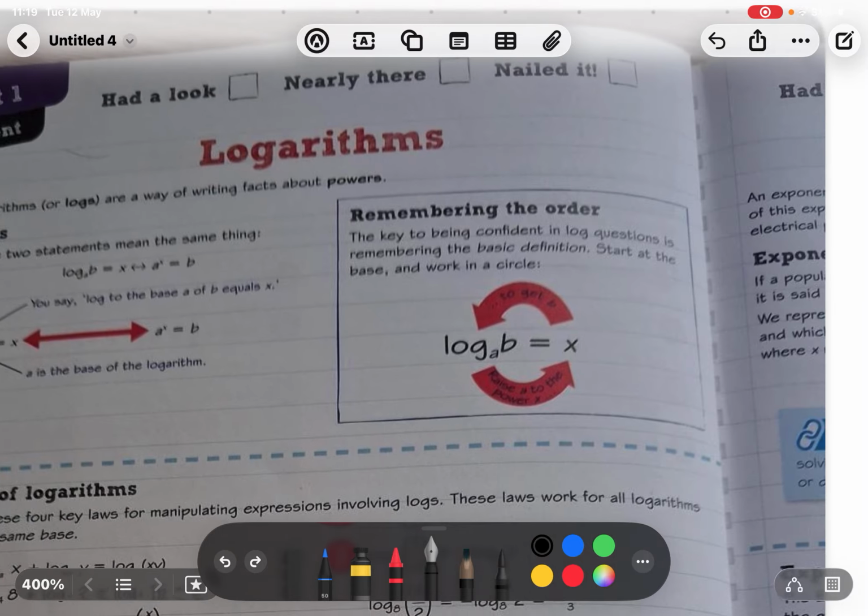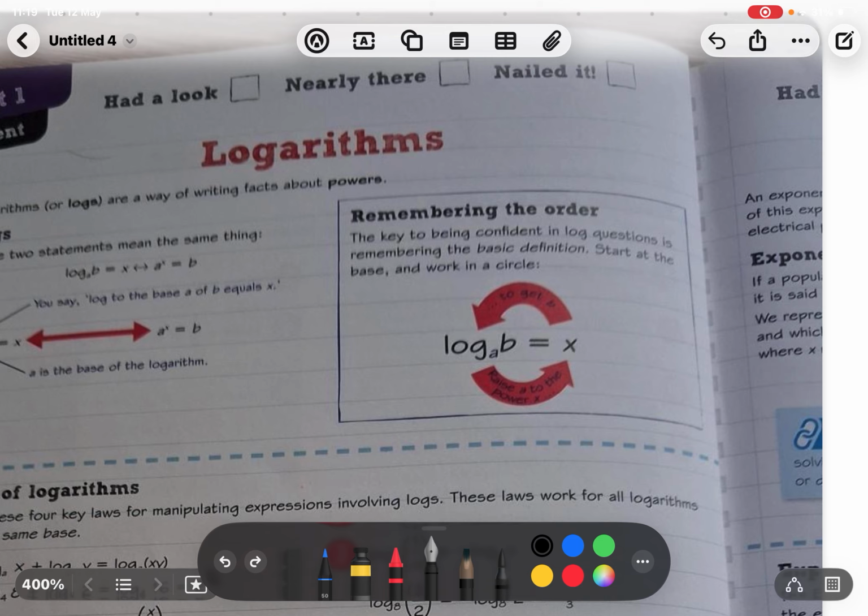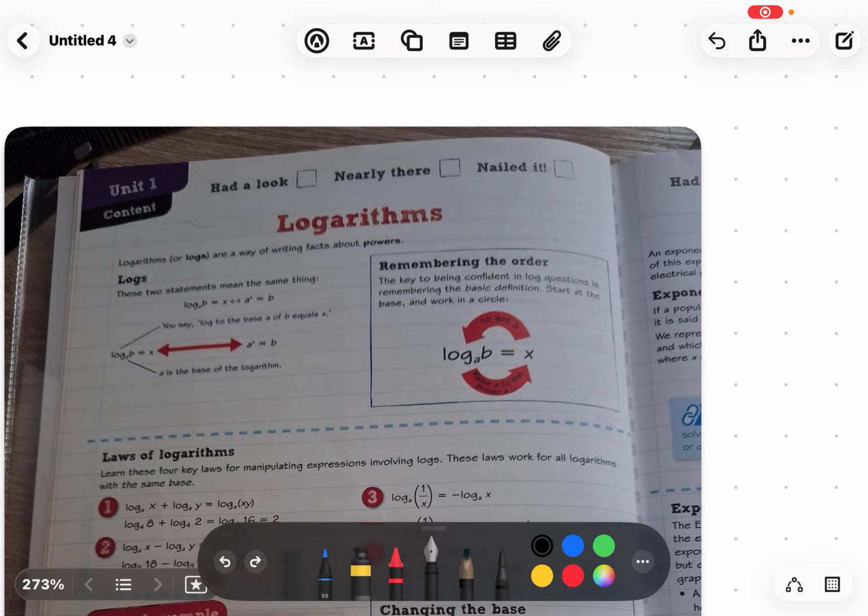So here's a thing to remember in order to understand it. The key to being confident in log questions is remember the basic definition. Start at the base, so a, and work in a circle. When you raise a to the power of x, you move a, power it by x, and that gets you b. That should be pretty straightforward.